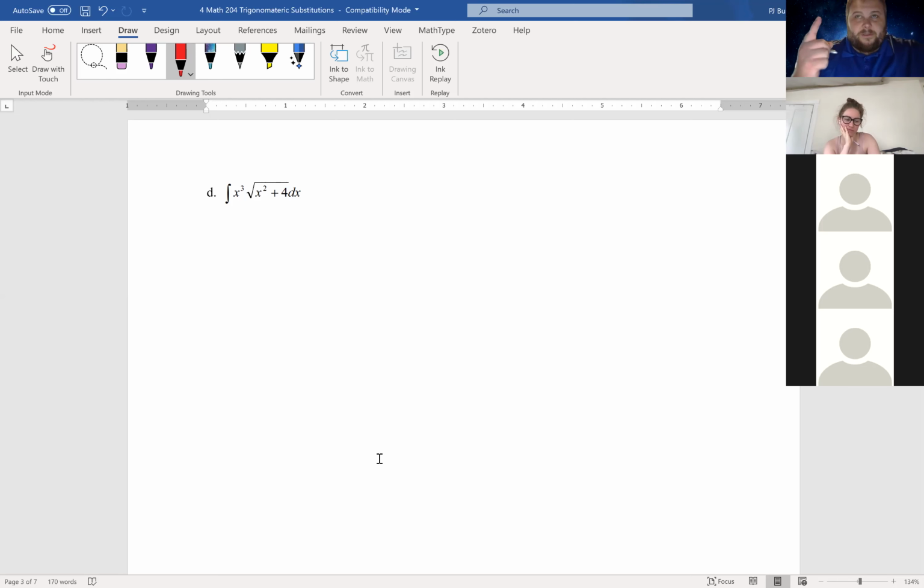So your options are sine, tangent, or secant. Those are the ones we typically use here. Tangent. So yeah, tan squared plus 1 is equal to secant squared.